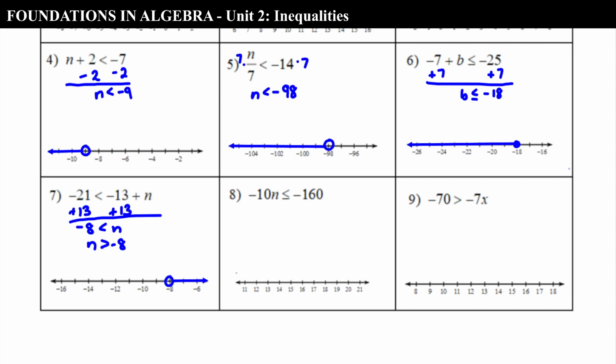All right, next we're going to divide each side by -10. And when we do, remember, because we're dividing by a negative, we have to flip our inequality. And that gives us 16 on this side. Since we're greater than or equal to, we are going to fill in our 16, and we're going to go to the right.